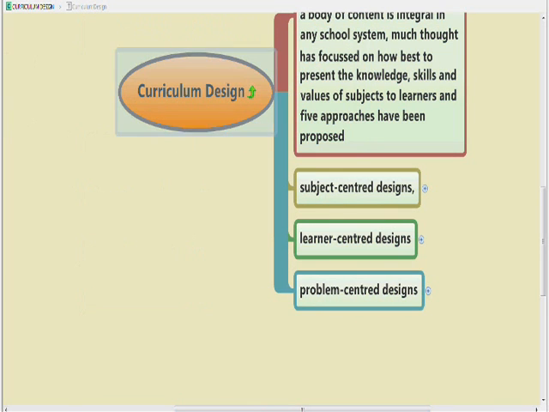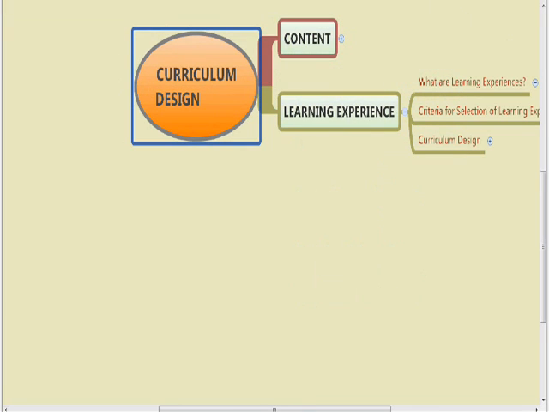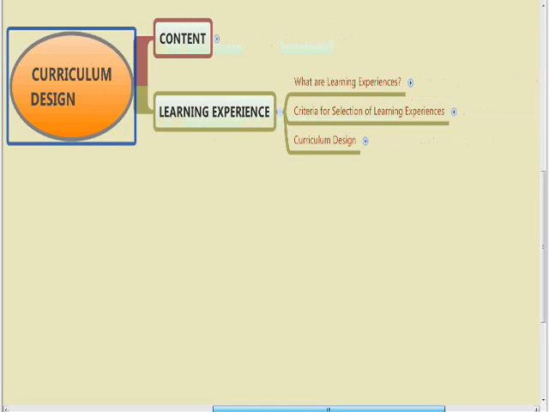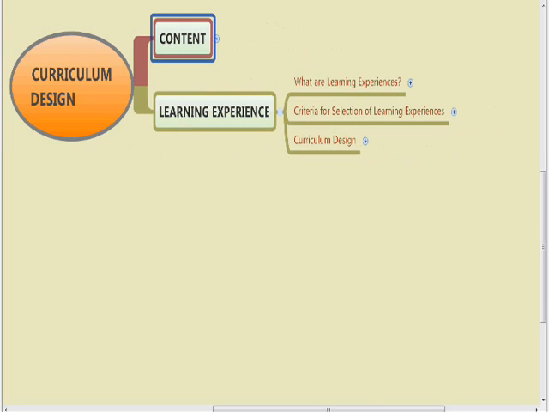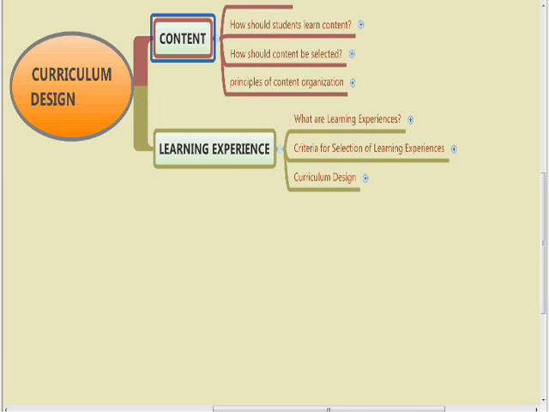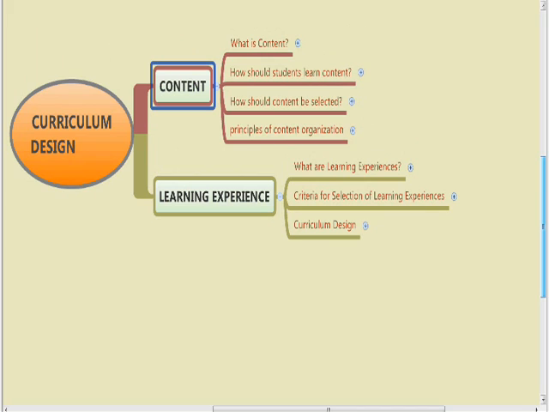Let's go back to the main topic that I wanted to discuss. As I mentioned just now, we had talked about content and learning experience. The content itself, we talked about a few major themes: what is content, how should students learn content, how should content be selected, and the principles of content organization.